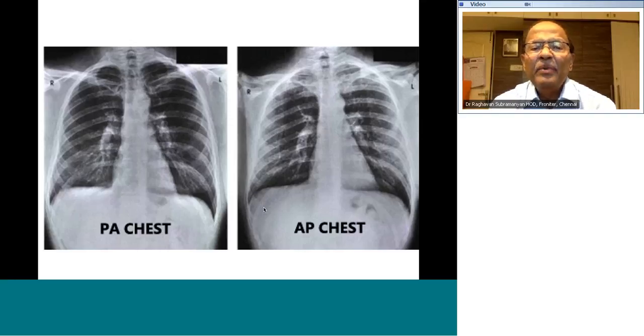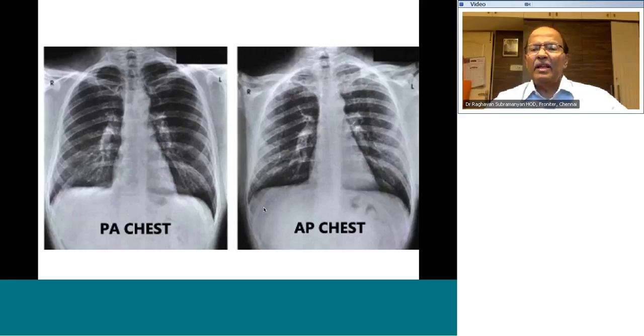In PA view, the clavicle is more slanting than in AP view. Yes, you're right. Can you tell me why? You're right. The clavicles are more slanting in PA view, but why? Hugging the plate. Very good, Vinod.